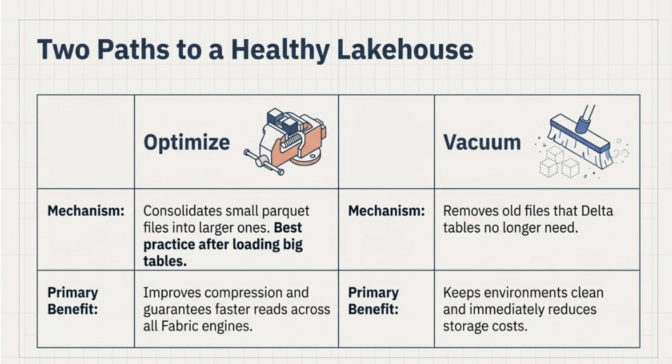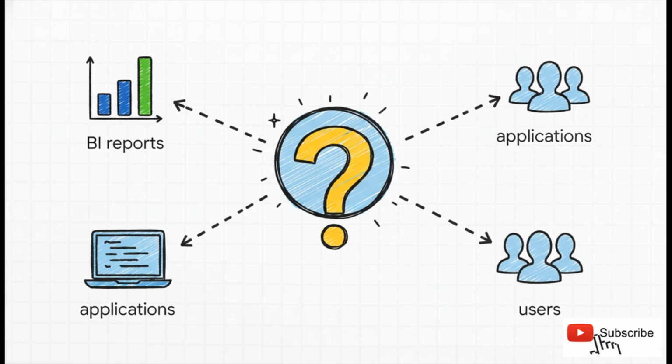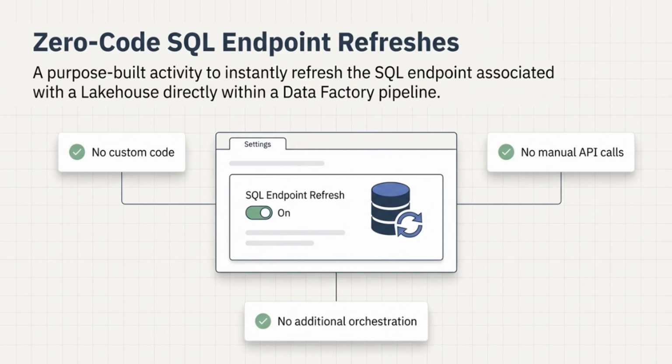Okay, great. So your data is clean, it's optimized, it's fast. But what about the next critical step? How do you make sure that everyone and everything that uses that data, from your BI reports to other apps, is seeing the absolute latest version? How do you automate that? And the solution is, once again, just as simple.